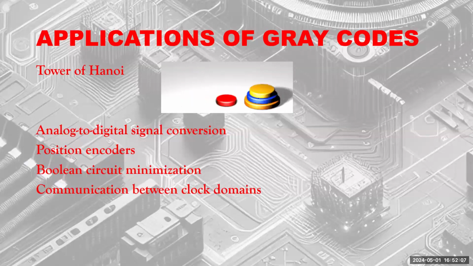Then we also have gray codes being used in communication, because as Sir told earlier, it helps in the transition and reduces the error because of only one bit change. This one bit change is a very beautiful property of gray codes, because it helps in reducing errors, and it can also operate between clock domains. These clock domains can operate at different clock frequencies. That is why gray codes are used in communication.